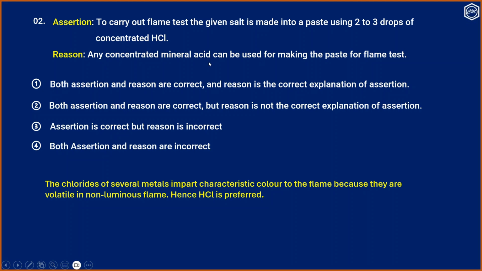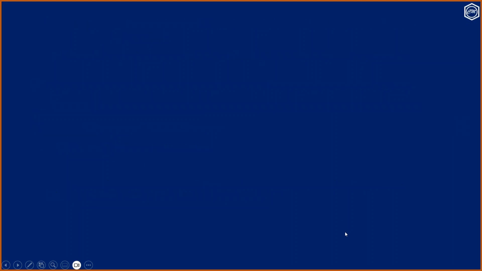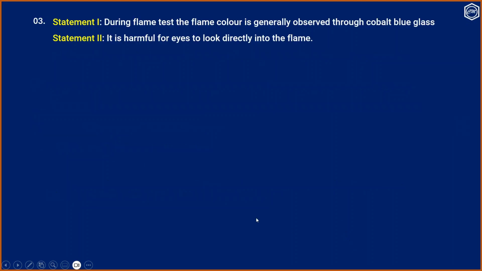So the correct answer will be option 3, that is, assertion is correct but reason is incorrect, and that is the correct option. Question number 3, two statements are there. Statement 1, during flame test, the flame color is generally observed through cobalt blue glass. Statement 2, it is harmful for eyes to look directly into the flame.